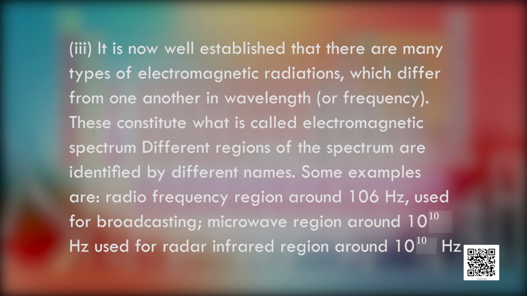The frequency is around 10 raised to the power 6 Hertz, which is used for broadcasting. The microwaves, which are used in the microwave oven that we have at home or in radars, fall in the region around 10 raised to the power 10 Hertz. The infrared region is around 10 raised to the power 13 Hertz, which is used for heating.